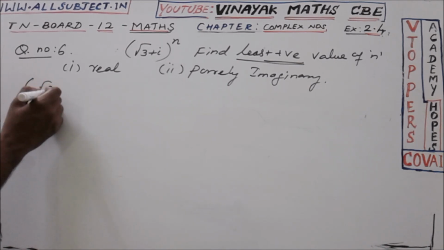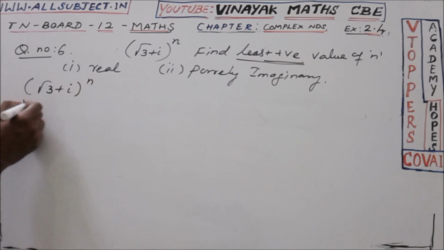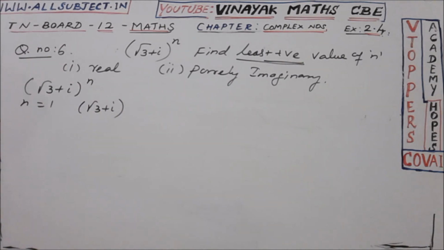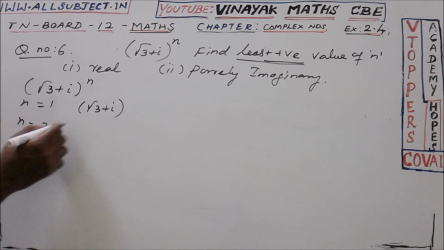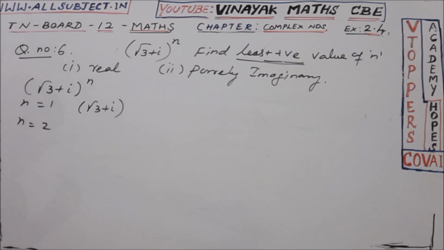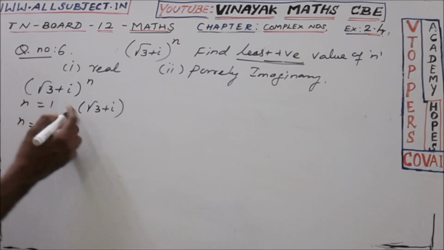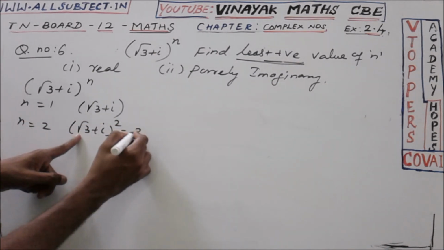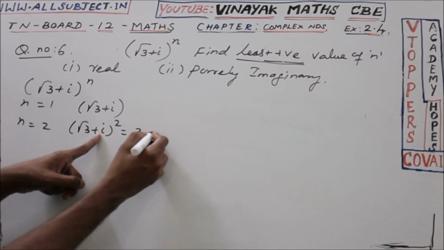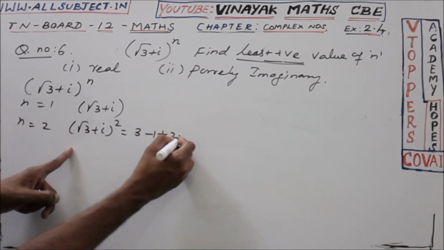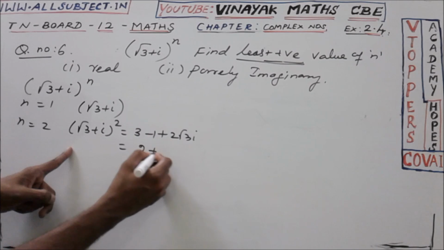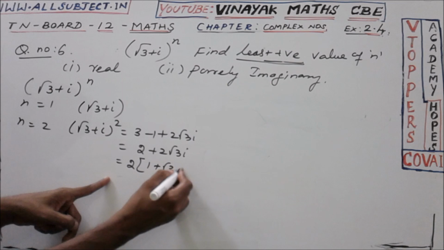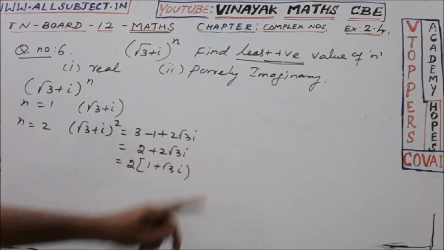So now root 3 plus i whole power n. Put n equal to 1. N equal to 1 implies root 3 plus i. It has both real and imaginary parts. Then n equal to 2. Because it is a positive number, it should be least, we should start from 1. So substituting n equal to 2 here, root 3 plus i whole power 2, expanding a square, b square means i square, minus 1, plus 2ab means 2 root 3 i, which implies 2 plus 2 root 3 i. We can take 2 as common, 2 times 1 plus root 3 i. That also contains both real and imaginary parts.